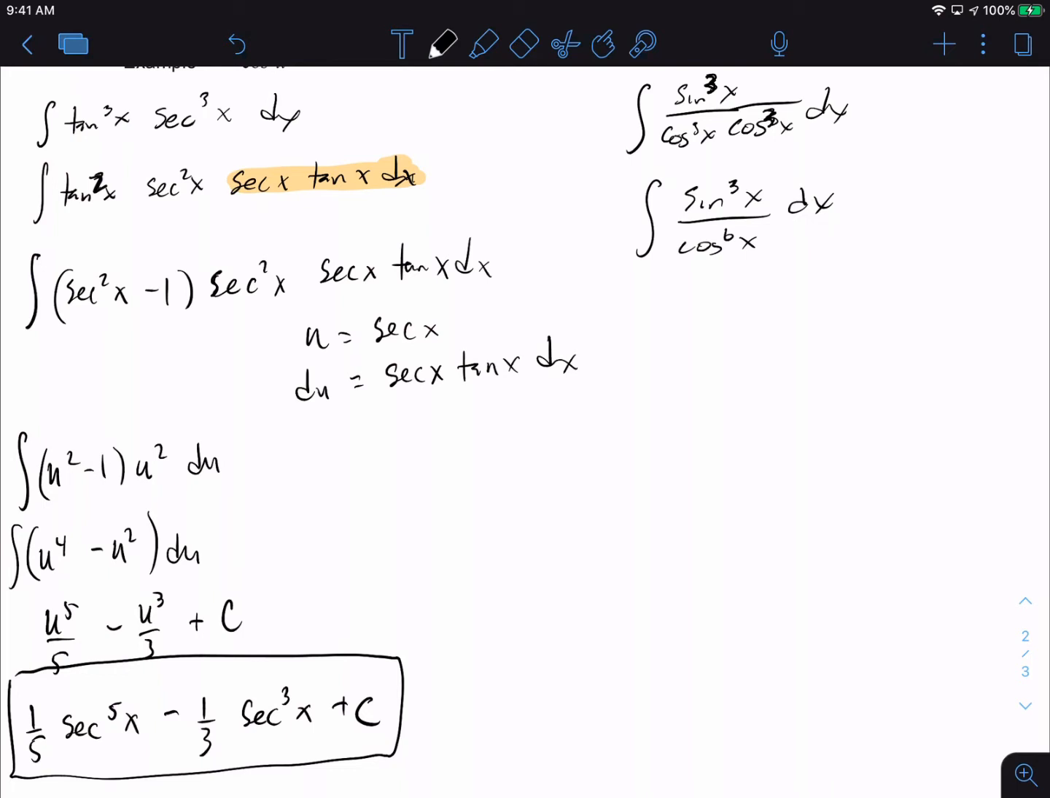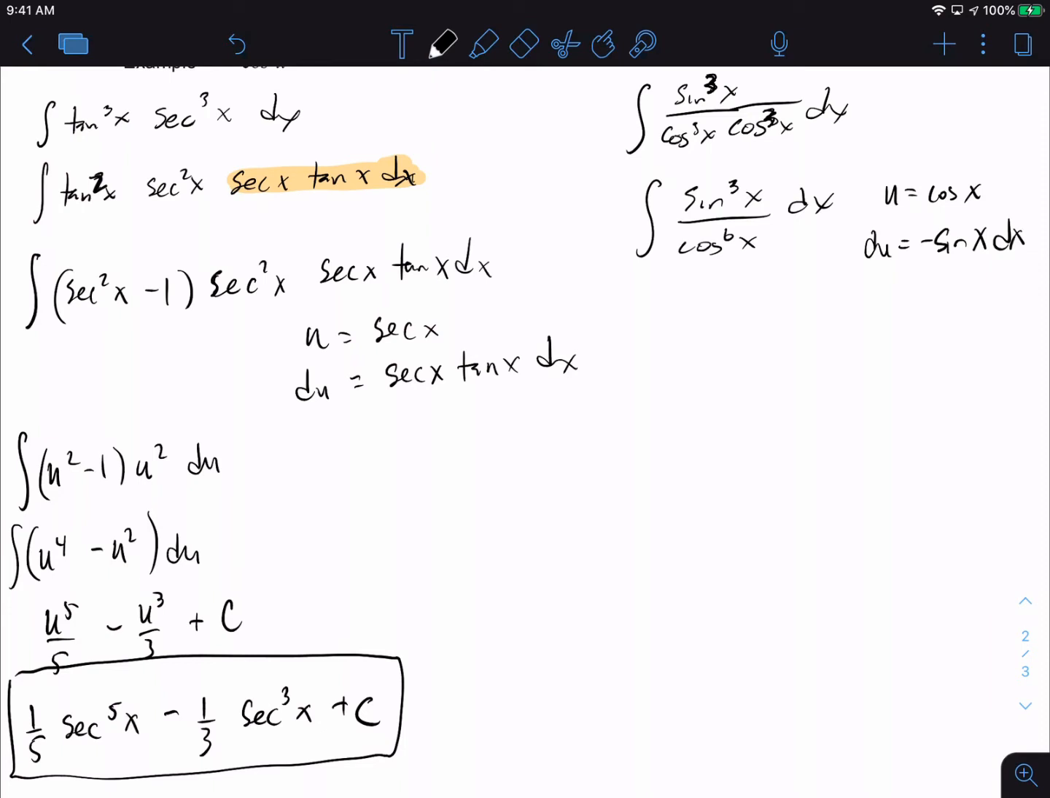Should we do the same thing and turn cosine to the power 6x and the secant to the power 6? No. So in this case, for this problem, what we want to do is a u sub of cosine. So in this example here, u would be cosine of x. So then my du would be negative sine of x dx.